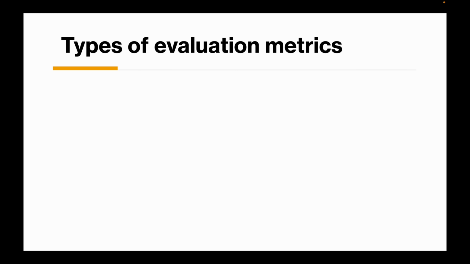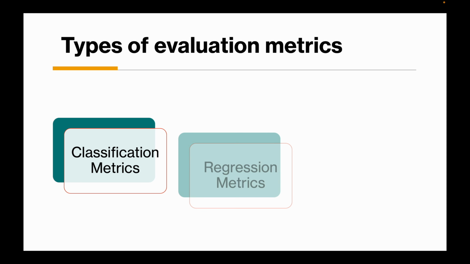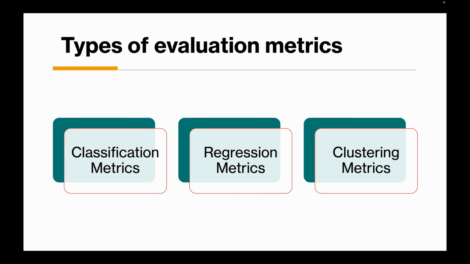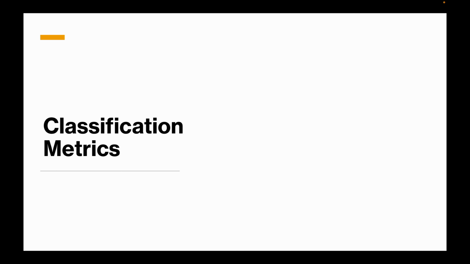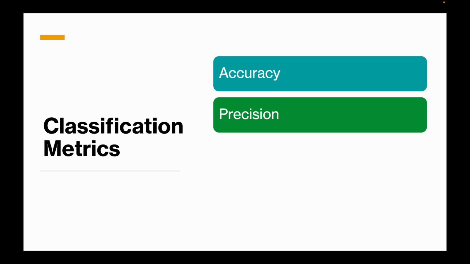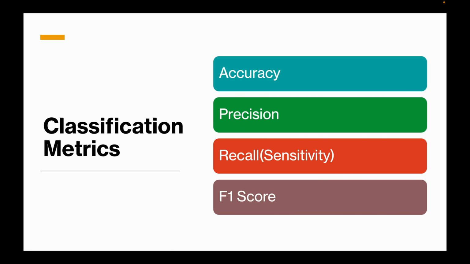Types of evaluation metrics. There are three types of evaluation metrics. One is classification metrics, another is regression metrics, and next is clustering metrics. Now let's see each of them. In classification metrics, we have different evaluation metrics such as accuracy, precision, recall or sensitivity, F1 score. Now let's discuss each of them.